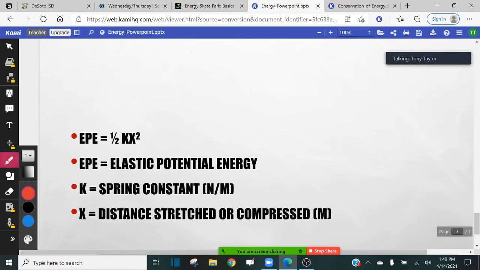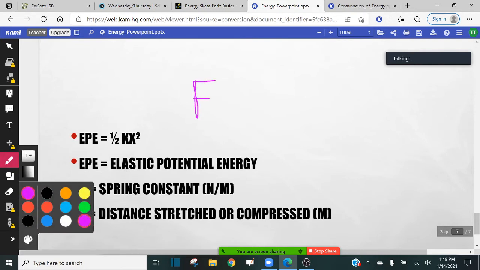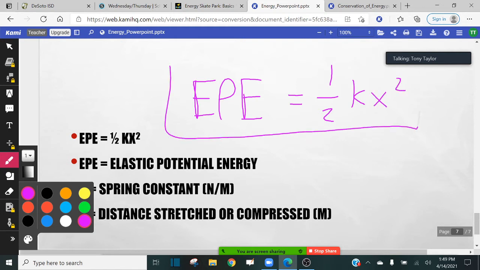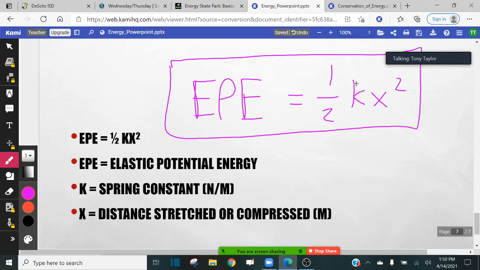The equation for elastic potential energy, let me write this down, is equal to 1/2 times k times x squared. It's understood in this equation that k is what is known as our spring constant.